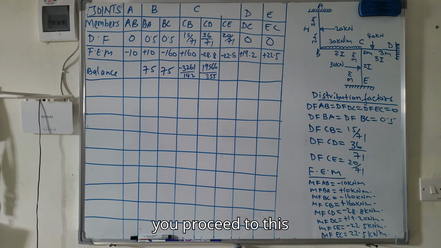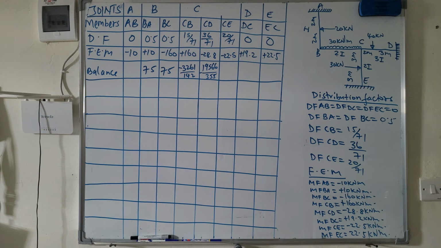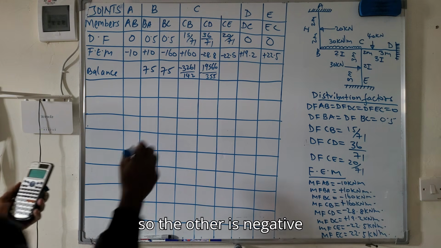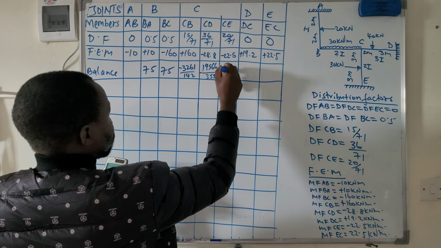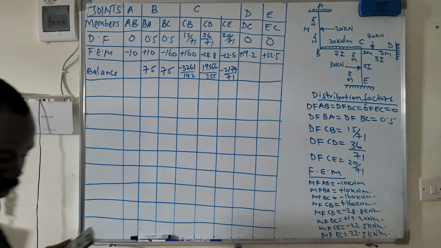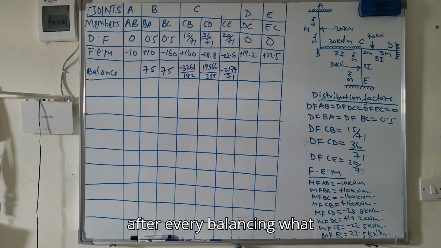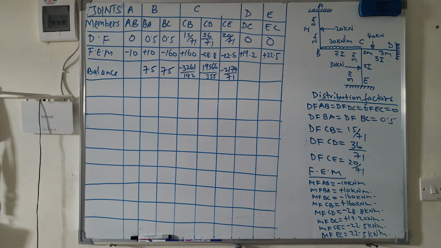We proceed to this. We take negative 108.7 times 20 over 71. So the answer is negative 21.74 over 71. Like that. So after every balancing, what follows next is carrying over. So carry over.